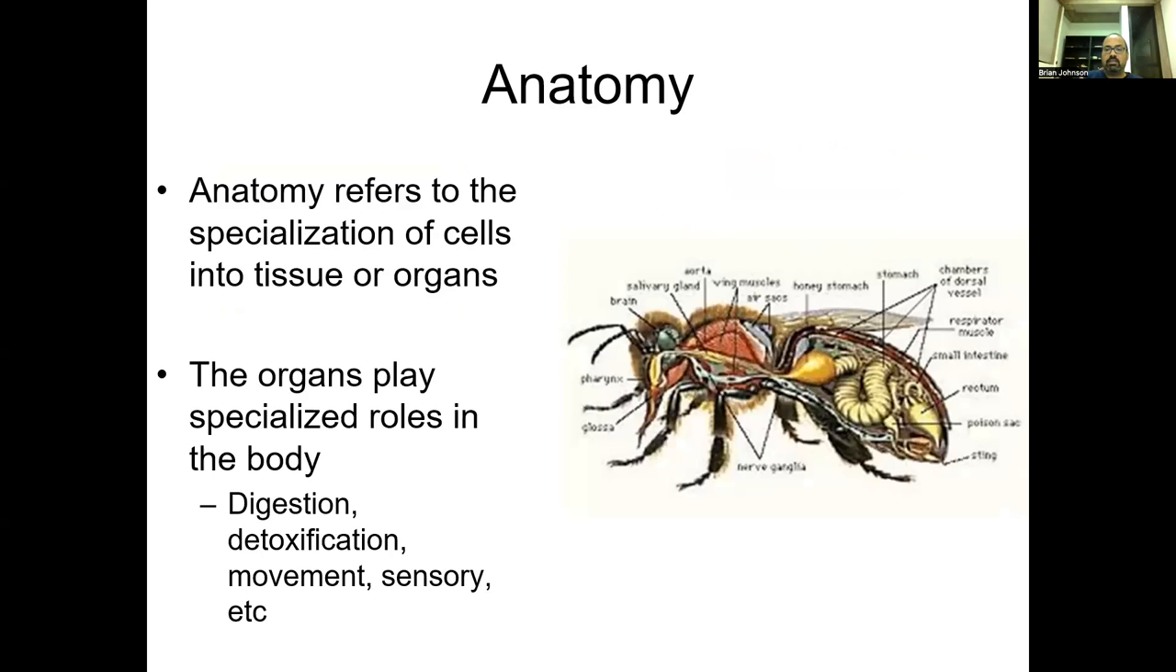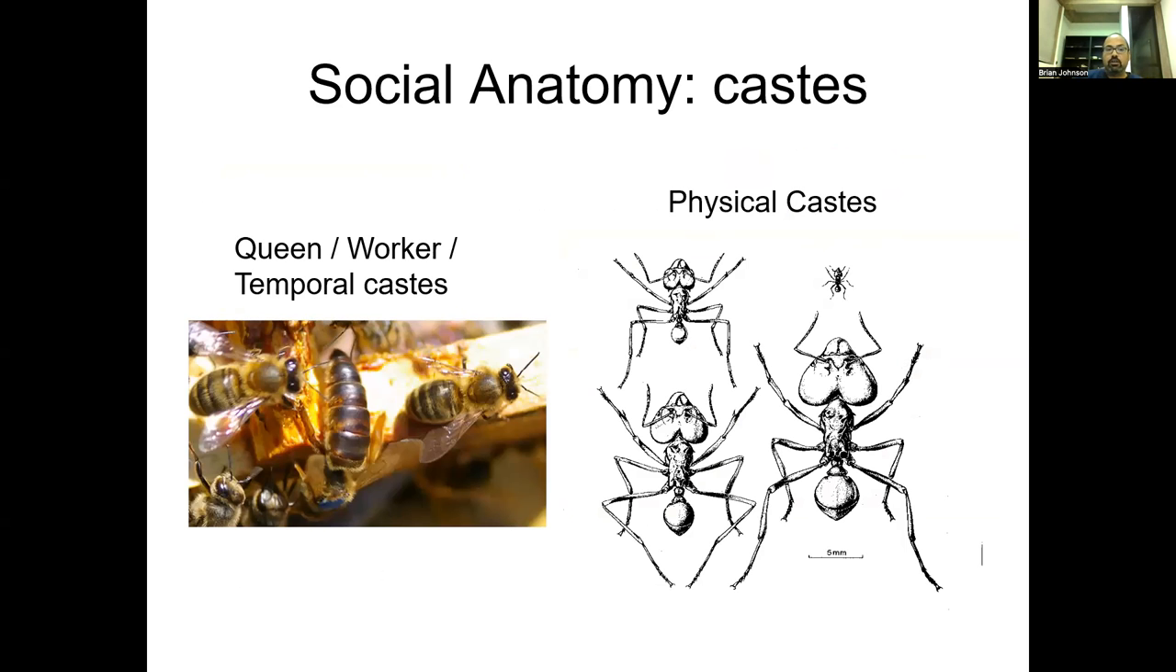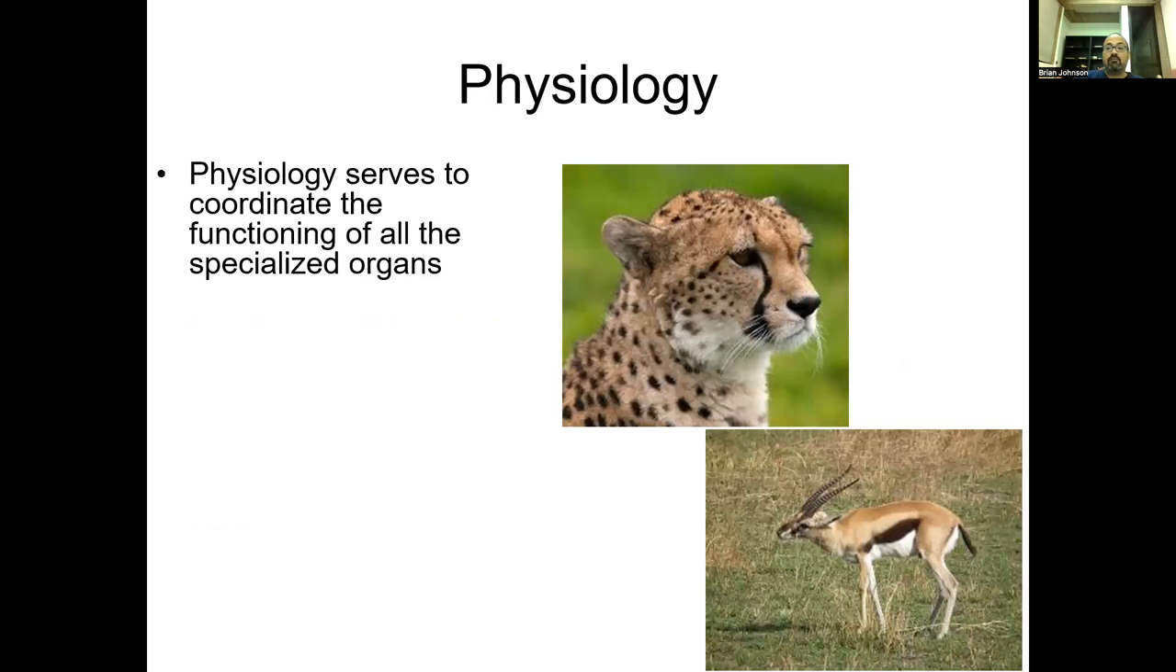Our bodies are organized with anatomy and physiology. Anatomy refers to specialized cells that are specialized into tissues and organs. They play discrete roles in the body. A social insect version of that, or the division of labor stuff that I've been talking about, is the queen versus the worker, and all the physical caste and also the temporal caste. These are specialized individuals creating a division of labor. Anatomy is also a division of labor, just at the cellular level. But whenever you have specialization like that, you also have to have coordinating mechanisms to make sure that all the different disconnected pieces work with a unity of purpose.